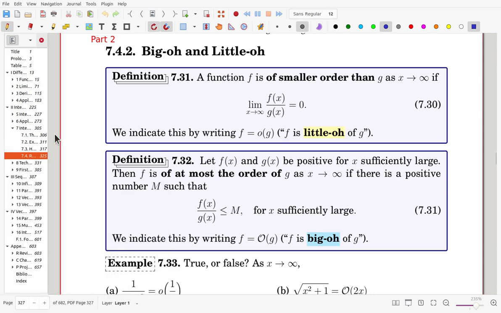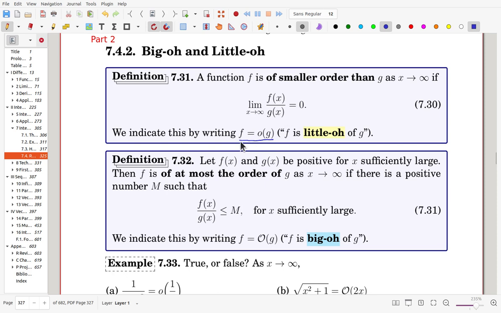Let's see these definitions. The limit of the ratio f over g as x approaches infinity is 0. Earlier we said that f grows slower than g, but we now say that f is of a smaller order than g, and we write this condition in this way: f is little o of g.